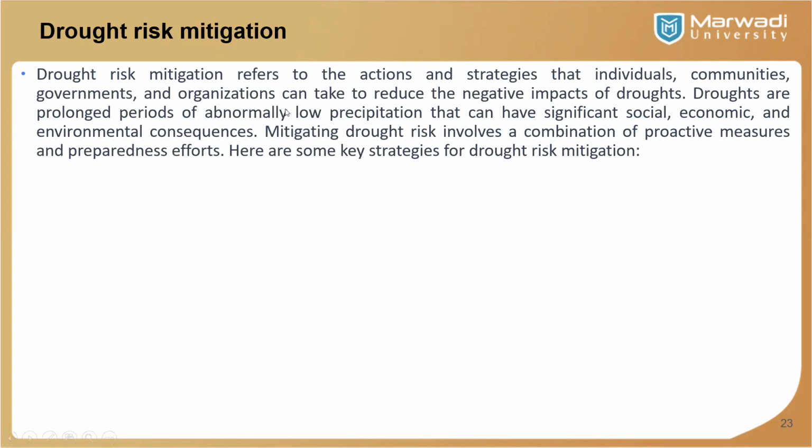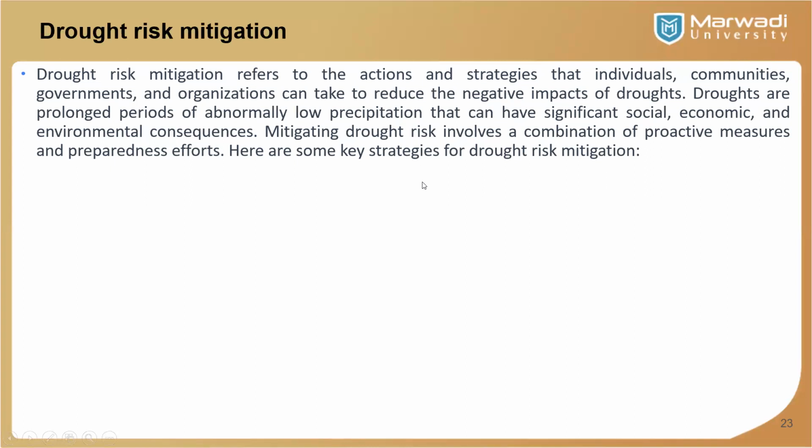Drought risk mitigation refers to the actions and strategies that can be taken by individuals, communities, governments and organizations to reduce the negative impacts of droughts. As we all know, droughts are prolonged periods of abnormally low precipitation that can have significant social, economic, and environmental consequences.